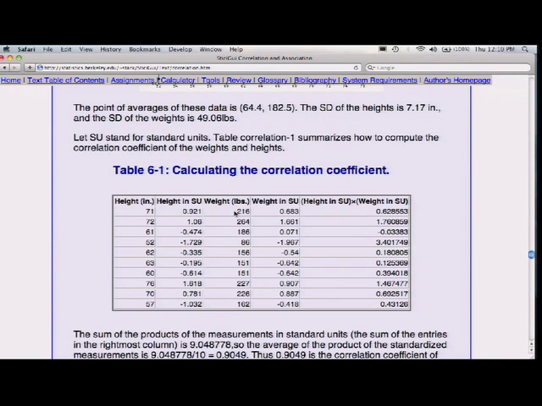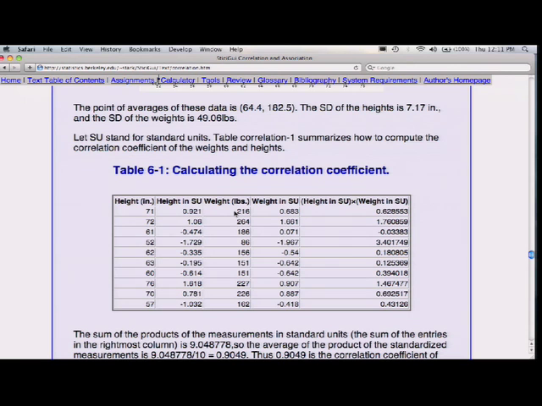We need to convert the height into standard units. Well, how did we get 0.921 from 71? Right. We took 71, subtracted the mean, which is 64.4, and divided by the standard deviation, which is 7.17. Okay, so that's 0.921.